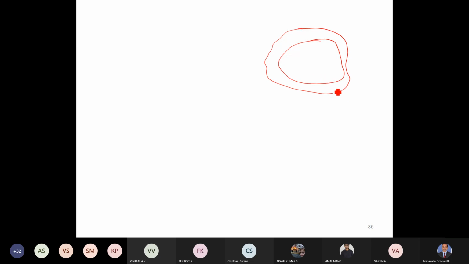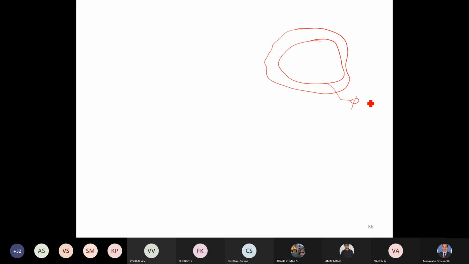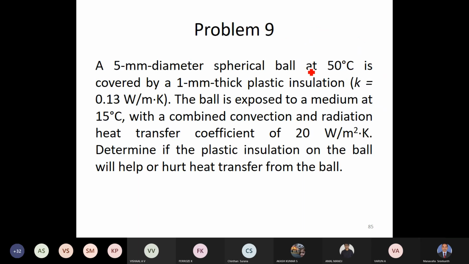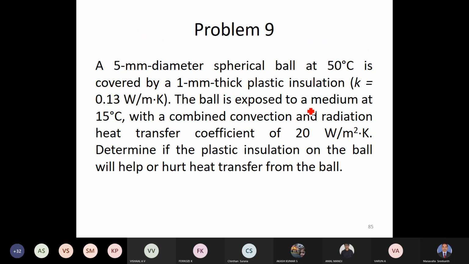So this is having a diameter of 5 millimeter, and the insulation thickness is 1 millimeter, and the conductivity of the insulation is 0.13. All is exposed to a medium of 15 degrees Celsius.